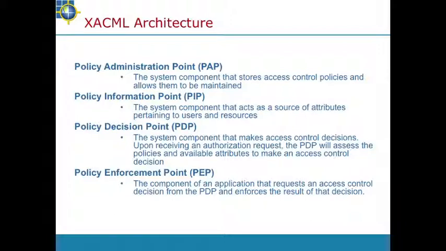The Policy Decision Point is the system component that actually makes access control decisions, whether an access by a user is to be permitted or denied. Upon receiving an authorisation request, the PDP will assess appropriate policies obtained from the Policy Administration Point and appropriate attributes from the Policy Information Point and achieve a decision, which it sends to the Policy Enforcement Point, which is the component that's actually embedded in the application and controls the access by the user, either allowing or disallowing access based on the decision returned by the PDP.